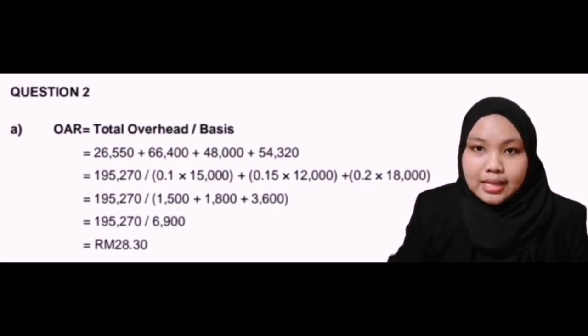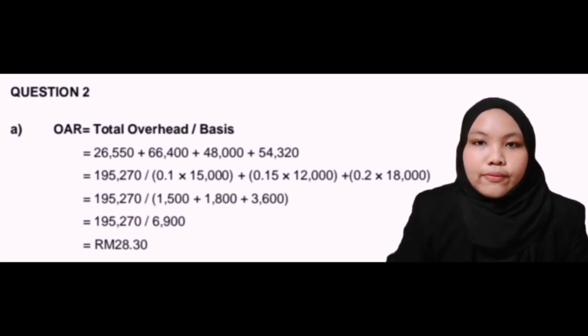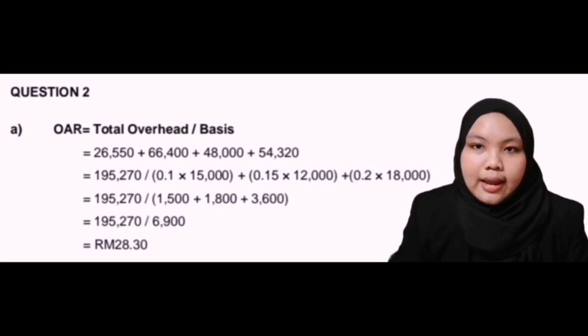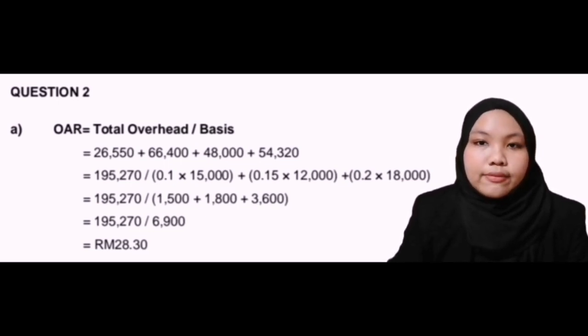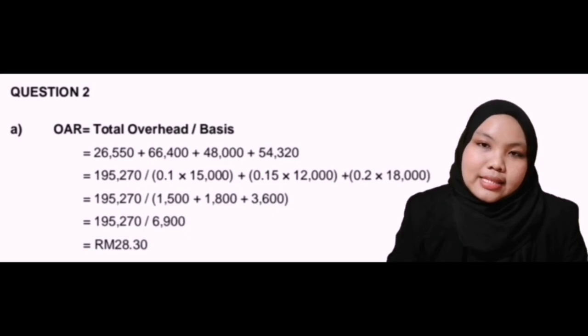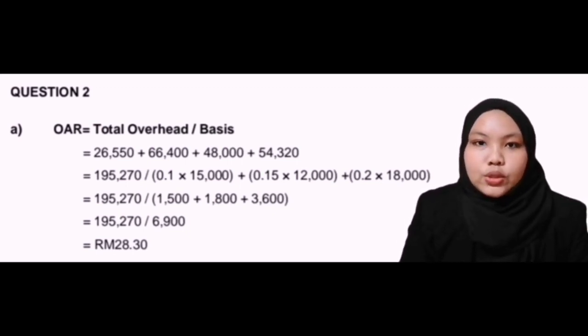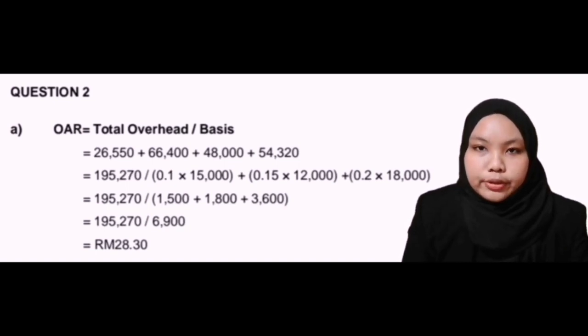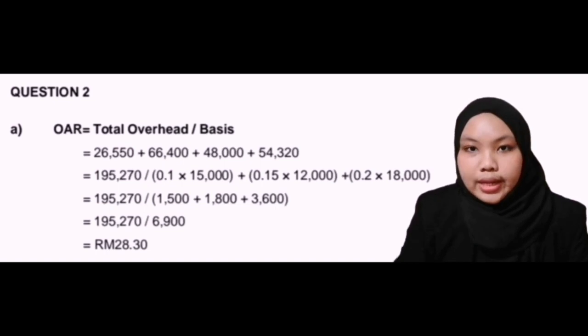So, 26,550 ringgit plus 66,400 ringgit plus 48,000 ringgit plus 54,320 ringgit. The total is 195,270 ringgit. After that, we divide it by the basis, which we get from the total production and sales multiplied with the direct labor hours per unit.